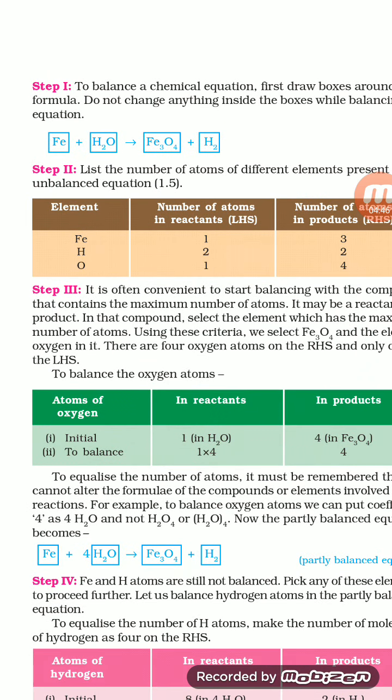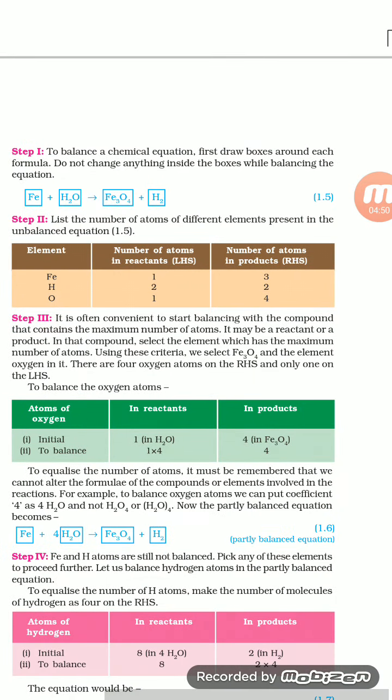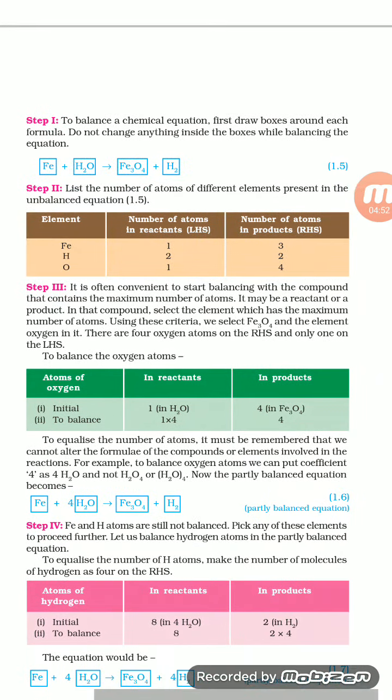So in that compound, select the element which has the maximum number of atoms. Using this criteria, we select Fe3O4 and the element oxygen in it. So in Fe3O4, the oxygen atom count is 4.